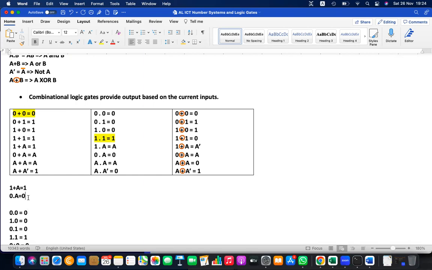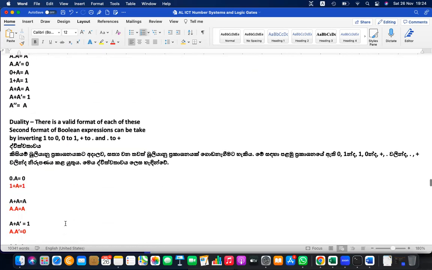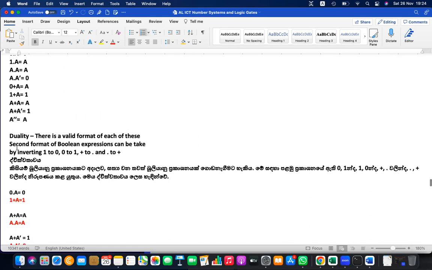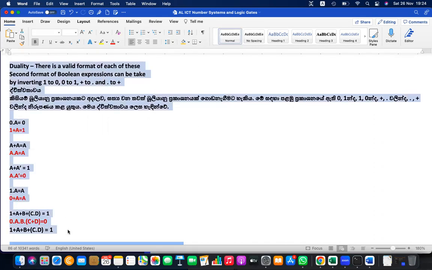Okay, so I think you understood the duality format, right? So any duality format of a given expression can be obtained by replacing all ones with 0, all zeros with 1, all pluses with the dot, and all dots with the pluses. So that is called duality. So please write down this. This is an example for these duality statements up to here. No need to write down the Sinhala note. Just write down the English one.